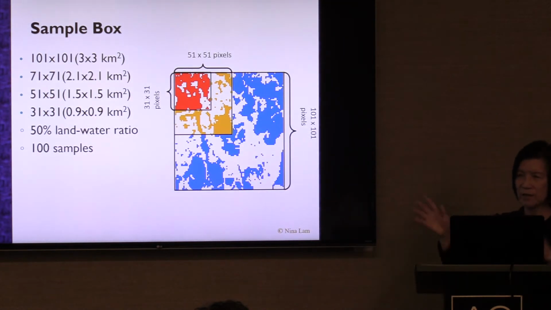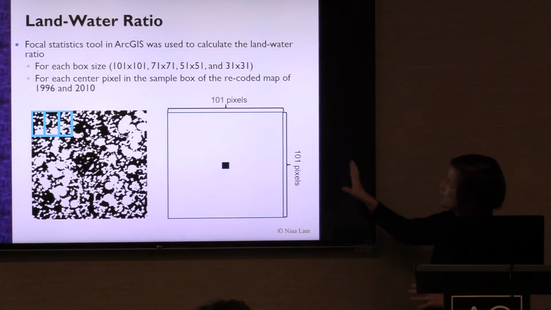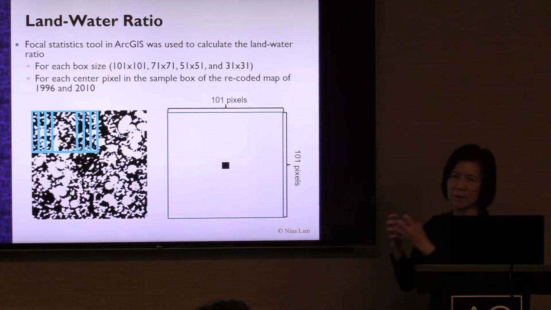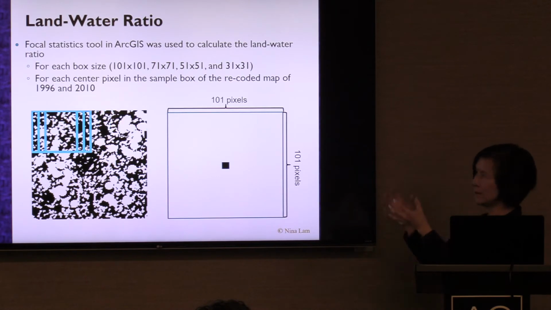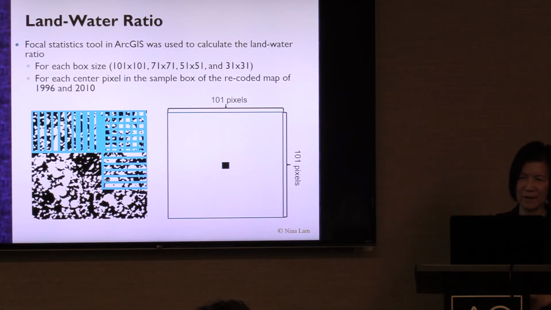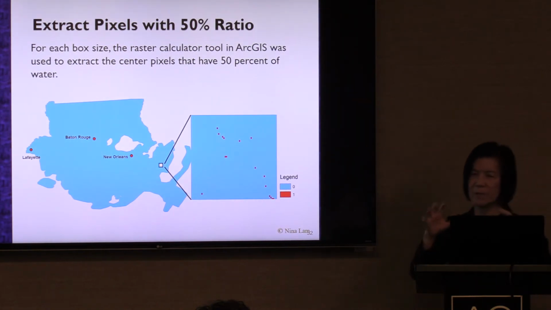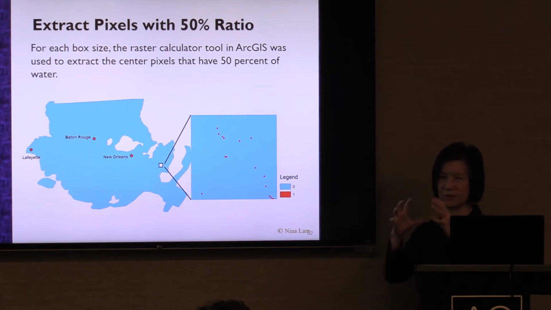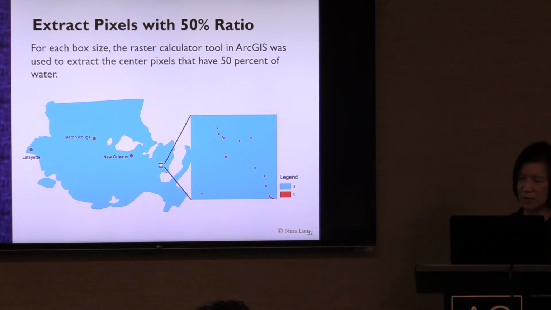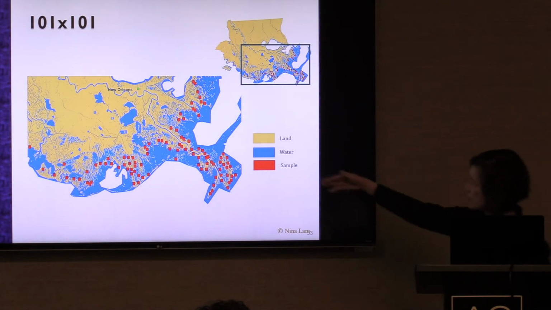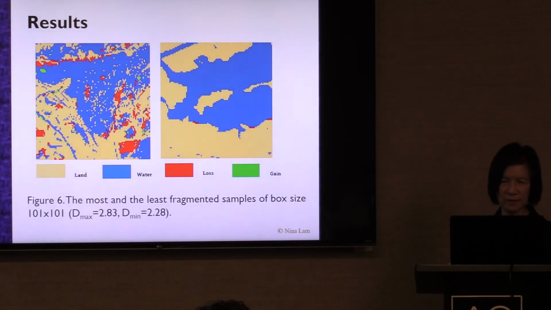Anyway, I can skip a little bit here, because this is just to make sure our samples stick with the 50% land-water ratio, and Yi helped in trying to derive that land-water ratio. So we extract pixels with a 50% ratio, so we compare the same sample. Every sample has 50% land and water. The only difference is the spatial arrangement, the fragmentation. So this is 101, for example, where all the samples are, and we compute the land loss, and we do the linear regressions.